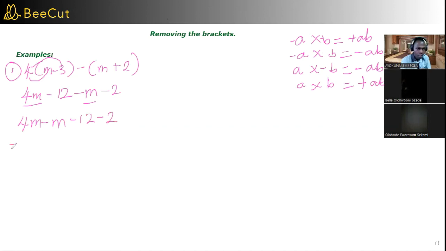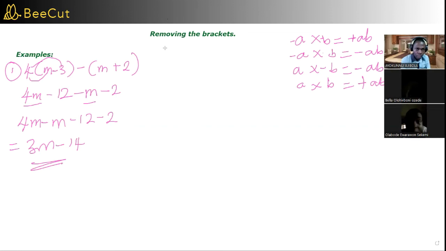So when you have things like this, your final answer is going to be 4m minus m, that is 4m minus 1m, which is 3m. Then negative 12 and negative 2: addition of negatives gives me negative 14. So that is the answer there. Just take note of that as we look at another example.